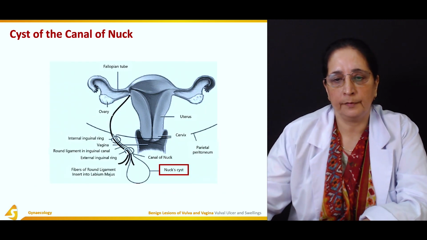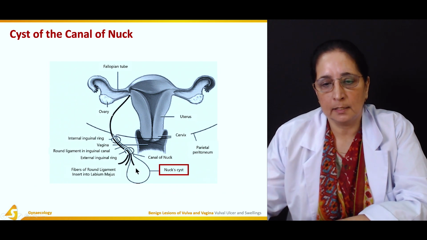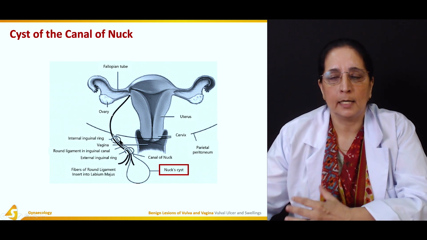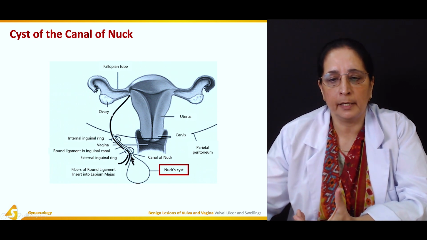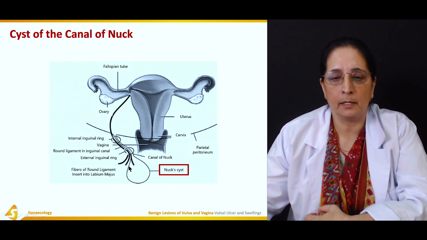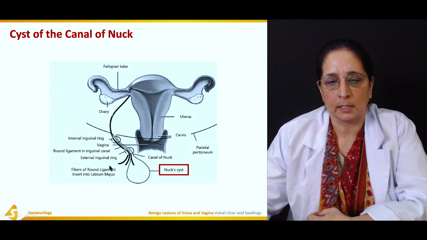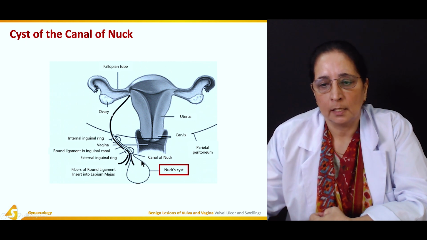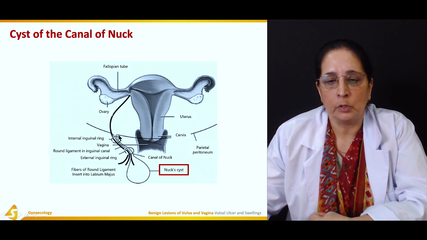This is the cyst of the canal of Nuck. This is the Nuck cyst here. In this, if you see the inguinal canal, it has external inguinal ring and internal inguinal ring through which the round ligament crosses. So it's the round ligament in the inguinal canal, and then this is the Nuck cyst. This is the parietal peritoneum.